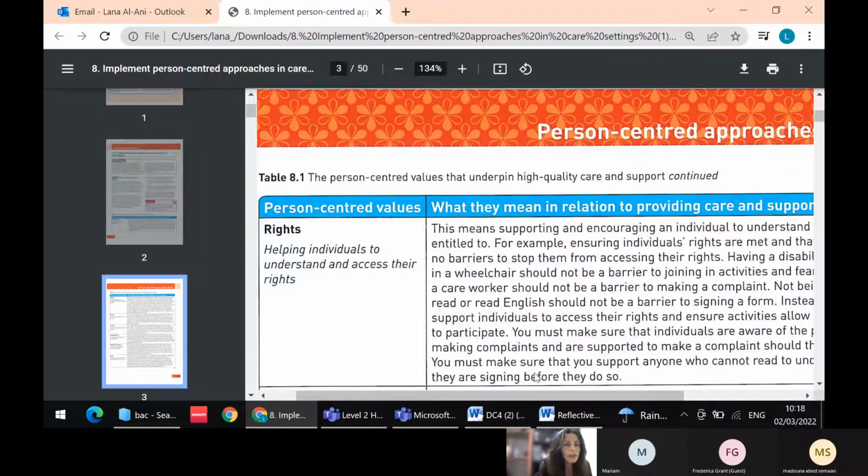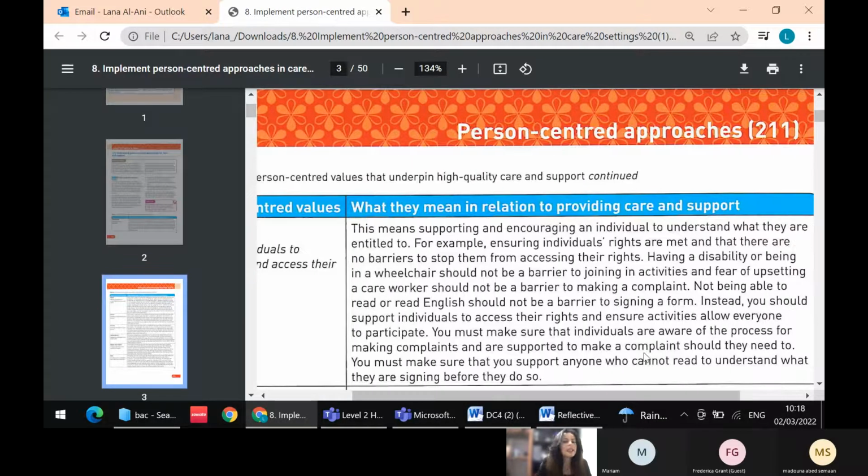So what that means is supporting and encouraging an individual to understand that they are central to us. So for example, we ensure the individual's rights are met and there are no barriers to stop them from accessing their rights. Having a disability or being in a wheelchair should not prevent or become a barrier between people and certain activities we do. That's why we should create activities which involve everyone. How do we do that? By centering our focus on each one of them, thinking about their needs, and then when we create a group, we would create certain activities which are good for everyone.